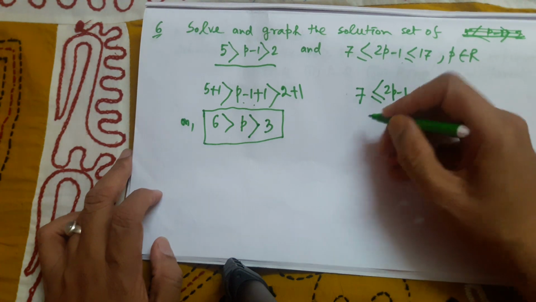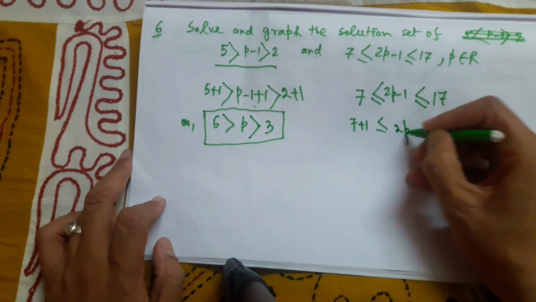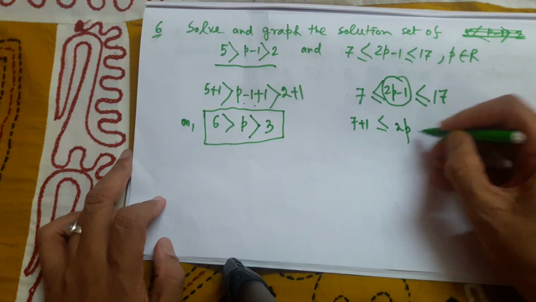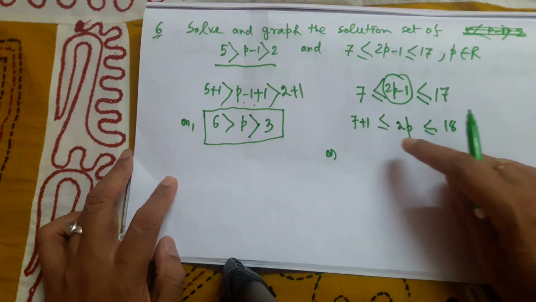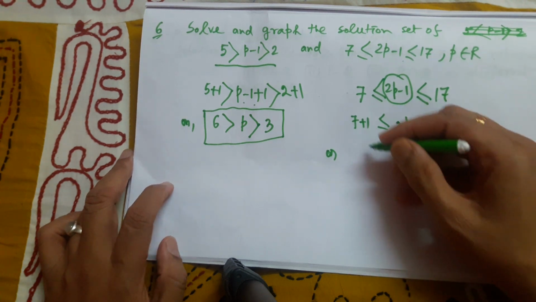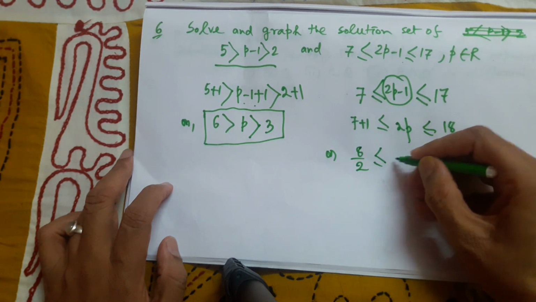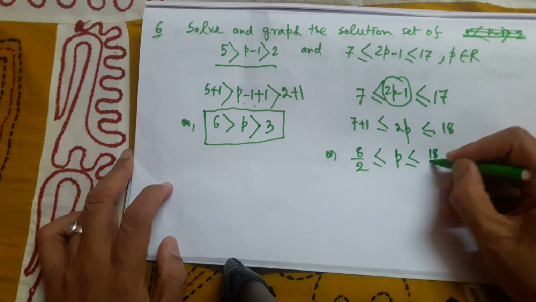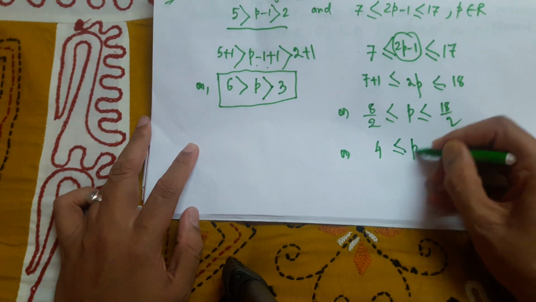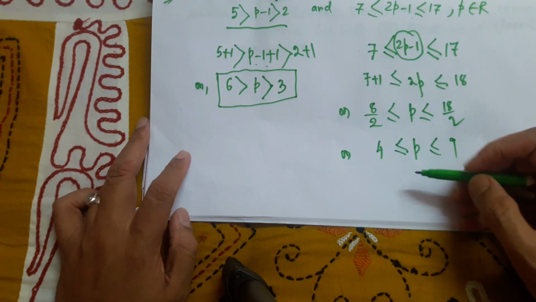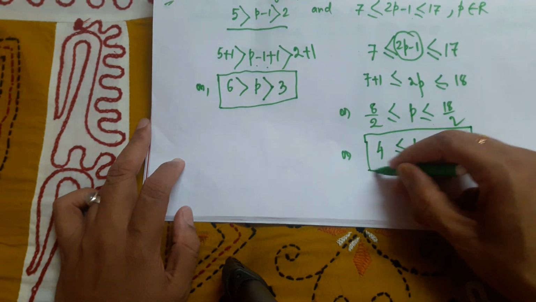Now first we add plus 1 on each expression. So the middle term became 2p. Now we divide each expression by 2. Then it's 8 by 2, it's p, and it's 18 by 2. 4, and this is 9. So p is greater than or equal to 4 and less than or equal to 9. This is from our second inequality.